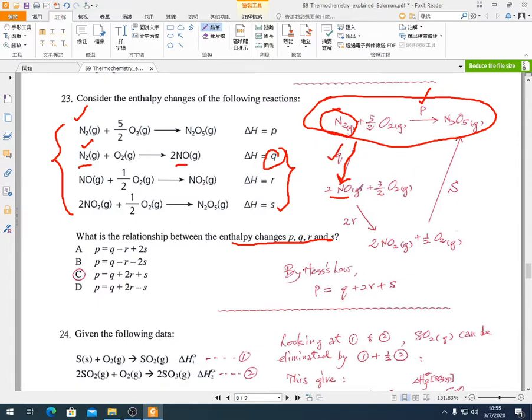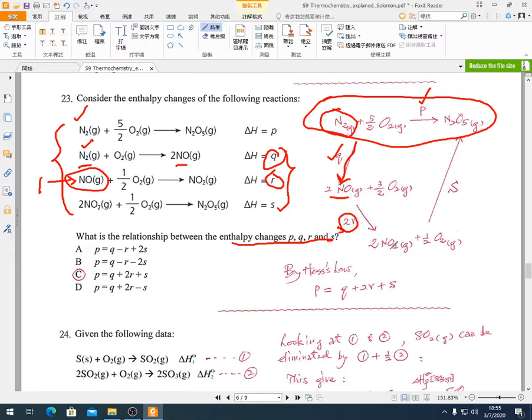And then now you have NO. You want to change. You look at the other. You have NO here. Then you just write this NO become NO2. But you have 2 NO, but here you have only 1 NO. So you multiply the R by 2. So you have 2R. Understand?